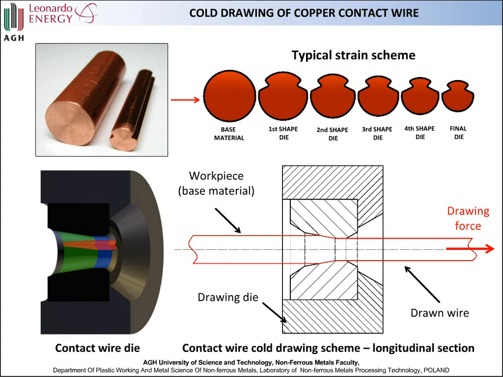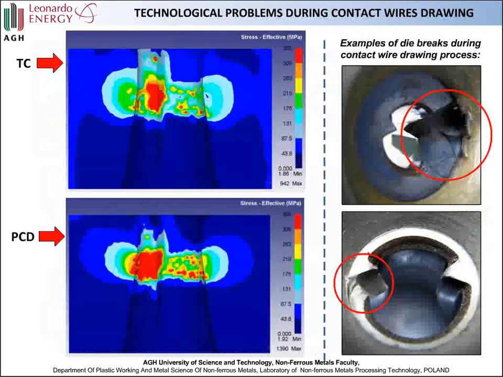And those dies are complex tools with a red part shown on the scheme, which is responsible for the creation of the rows during the cold drawing process. Because of the high forces existing in the cold drawing process, we also see some breaks of the die during the contact wire drawing process, which were shown as examples on the slide.